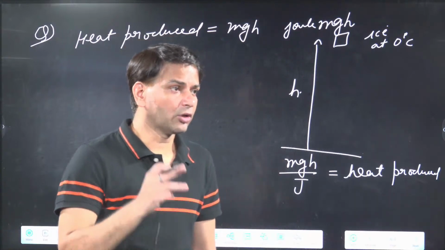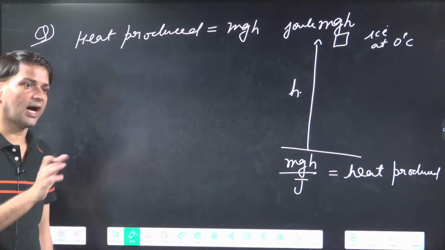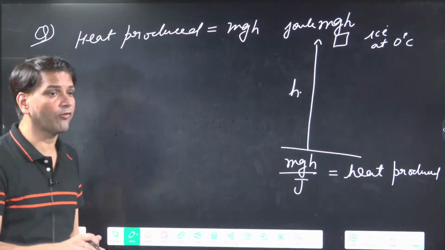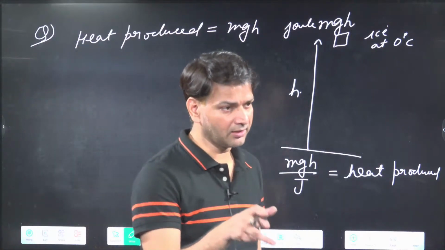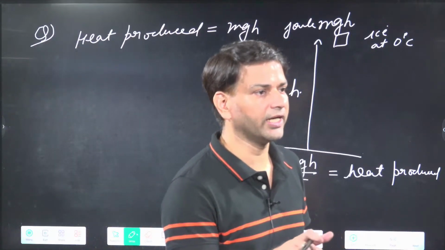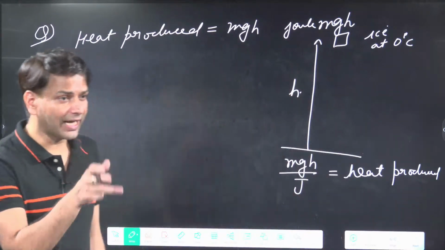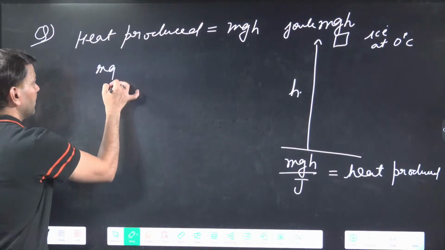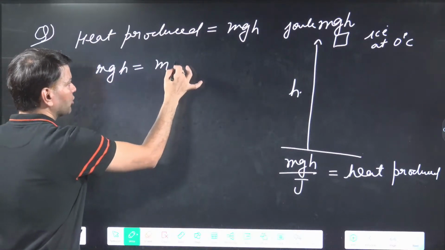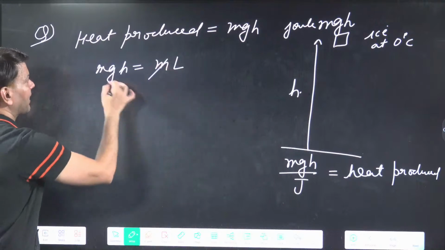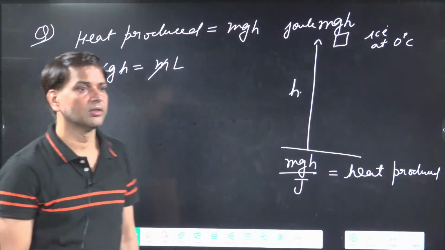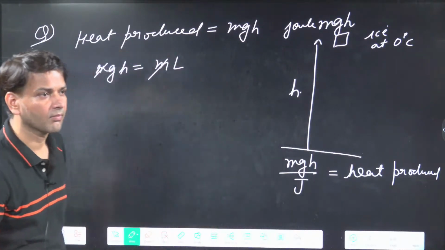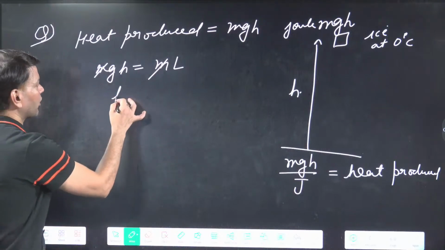Now that heat is melting the ice. So for the melting of ice, how much heat is required? mL. Heat for melting is mL, and that mL is coming from mgh. So we can say mgh will be equal to M into L. Now M and M cancel out. Yes or no? Then H, what can you write?